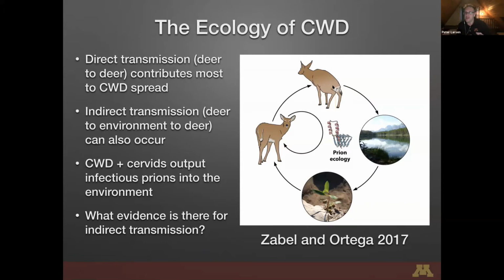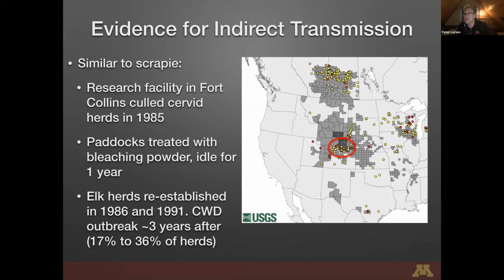It's also showing plants. Plants may be involved with uptake of prions, and I'll have a series of slides talking about that. Deer, then CWD naive deer, can come along and be exposed to those misfolded prions in the environment, in maybe plants that have taken up the prions, and then the cycle continues. So this is an indirect route of infection. So what evidence is there for these indirect routes?